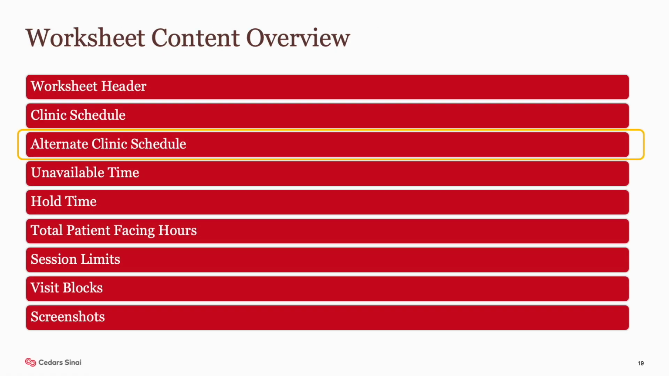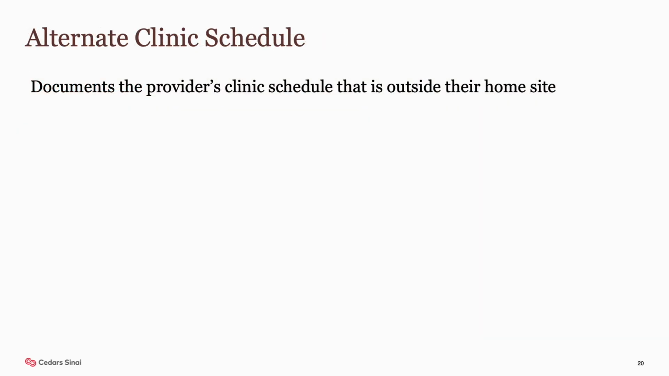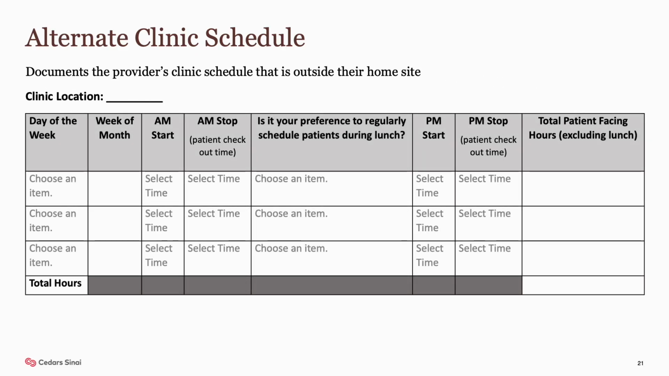Let's now transition to the alternate clinic schedule section. The alternate clinic schedule section documents any clinic schedule that is outside the home site, such as a subspecialty clinic or satellite location. This section starts with the clinic location line in which the clinic name and ID number need to be added, as shown here.